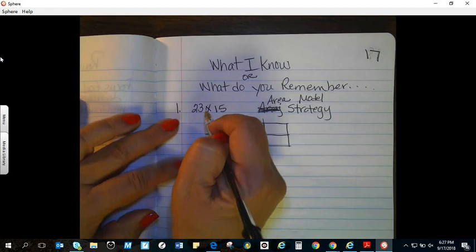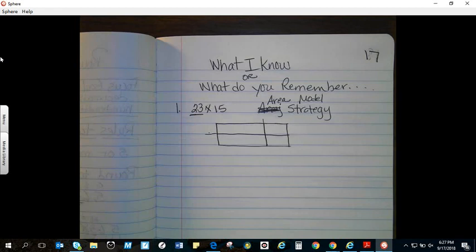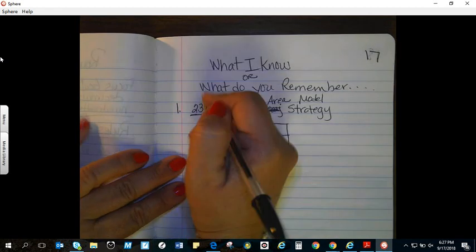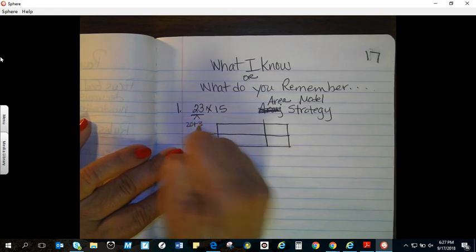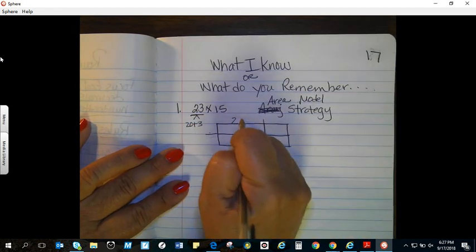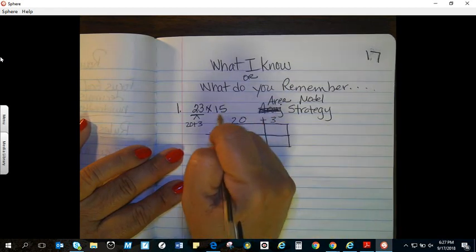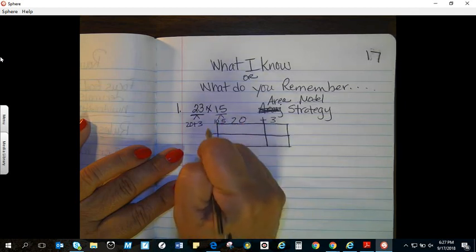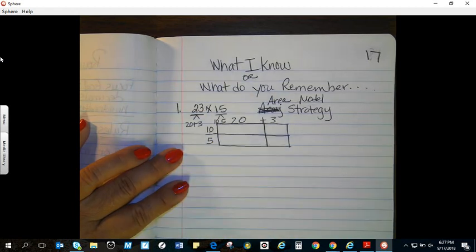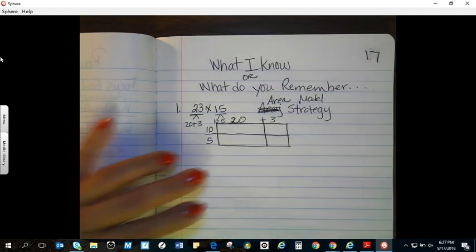So I'm going to take my first number, and to redistribute those properties, 23 would be the same as 20 plus 3. I'm going to put my tens here. That's 20 plus 3. And here my 15 is going to be the same as 10 plus 5. And here I have my 10 and my 5. Some of you, if you still get confused, that doesn't even look like a 2. Sorry about that.